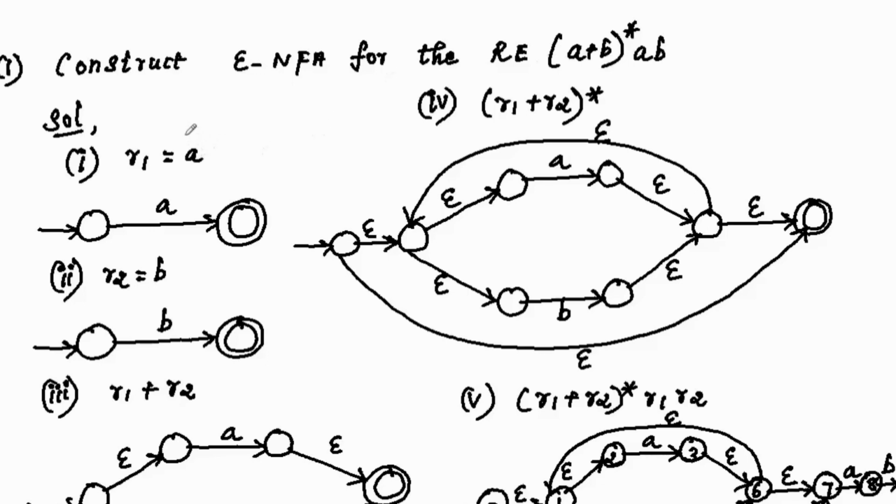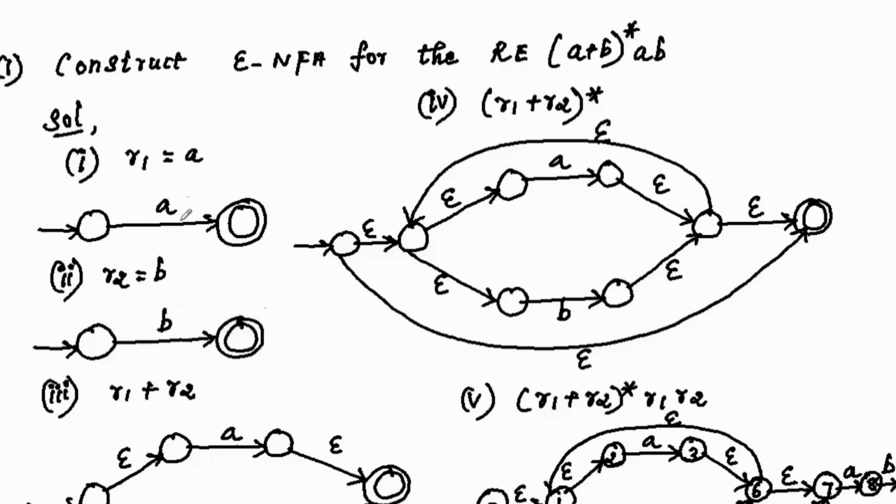Take the input a, assign it to R1, then we need to draw the transition diagram. How do you draw the transition diagram? Starting state and final state. Starting state, looking at symbol A, reaches the final state. Next input symbol B, which is assigned to R2. Now we need to draw the transition diagram. We have two states, starting state and final state. Starting state, looking at symbol B, reaches the final state.